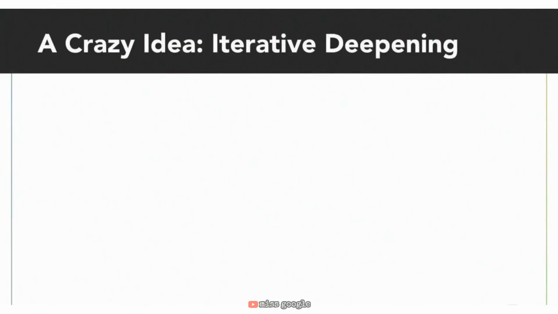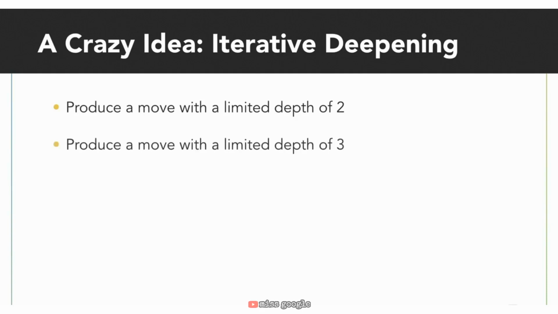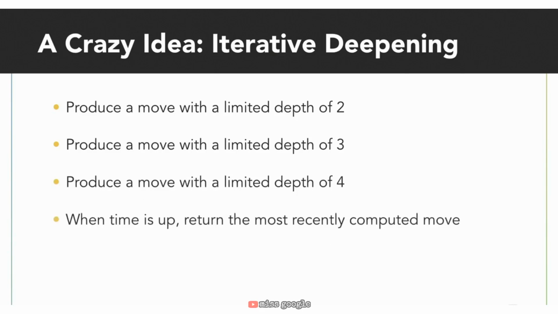Here's a crazy idea called iterative deepening. Let's say we have 2 minutes to produce a move. So here's the plan. Produce a move with a limited depth of 2. This might take microseconds. Next, start all over and produce yet another unrelated move with a limited depth of 3, discarding the previously computed move. Then, start over with a depth of 4. Then 5, and so on. And when time is almost up, say 5 milliseconds before the deadline, abort and return the most recently computed move.